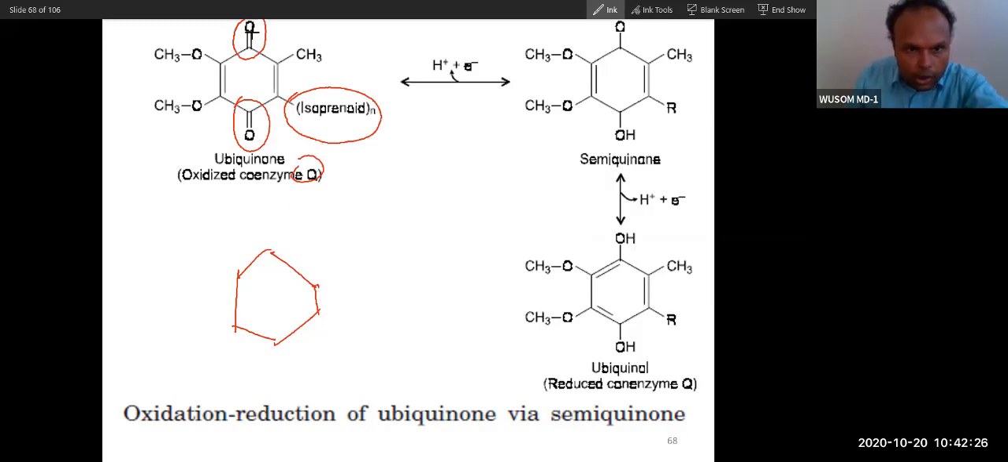Now these two double-bonded O groups will accept electrons. You can see the first electron will be accepted by one, and this becomes semiquinone. And now the second electron will be accepted by the second group, first by this and then by this, and then it will become a full quinone. So this is how it will accept 2 electrons. This is basically the organic part of the wiring. This organic compound can easily accept and transfer electrons.